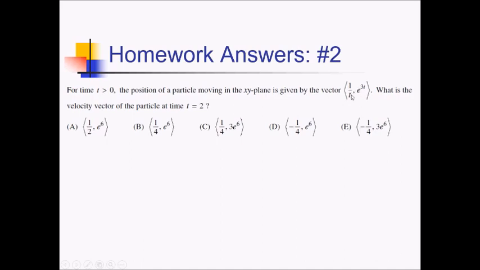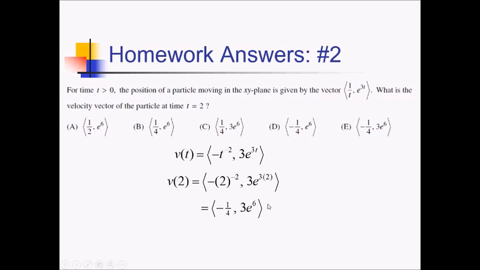Taking the derivative of that to get v, the x part of v, the x prime here, is going to be negative t to the -2. And then the derivative of e to the 3t is e to the 3t times a tail of 3, so 3e to the 3t. All we have to do now is plug in 2. If we do that, 2 to the -2 with the negative sign comes out to -1/4. Over here, this is going to be 3e to the 6 if we simplify it. So we got -1/4, 3e to the 6, that matches answer choice E.